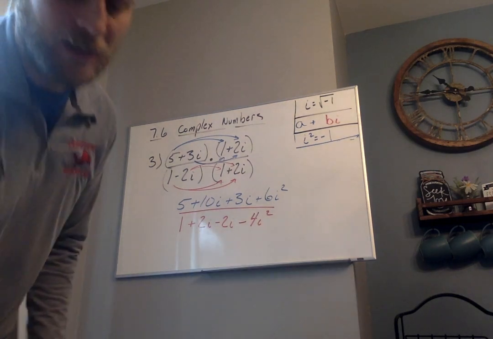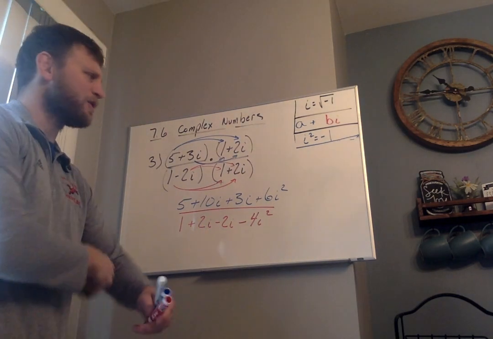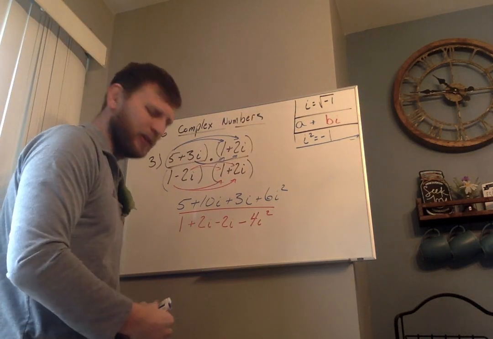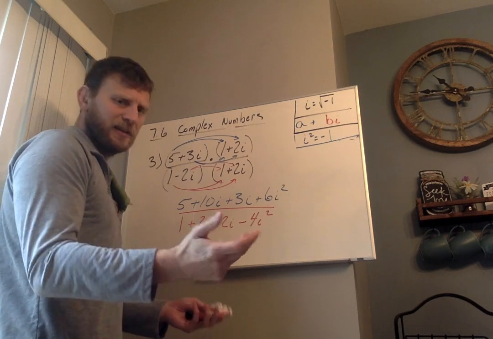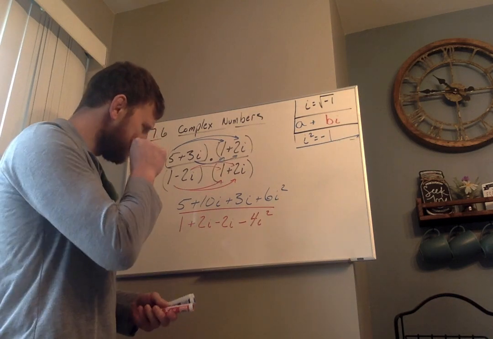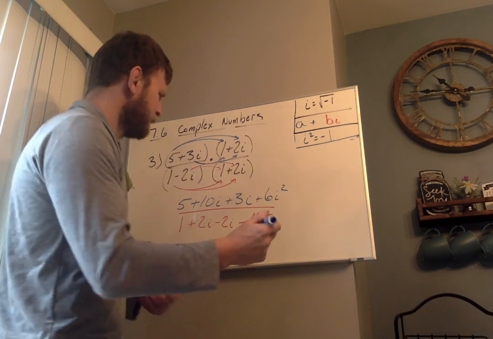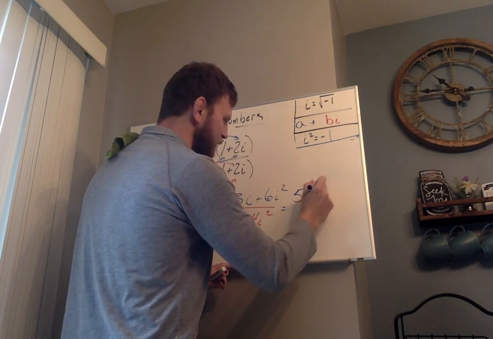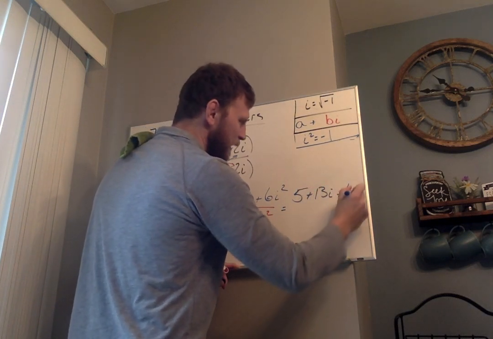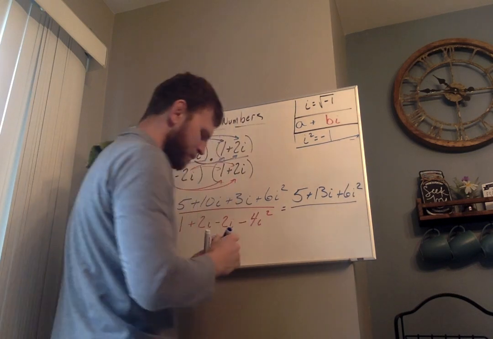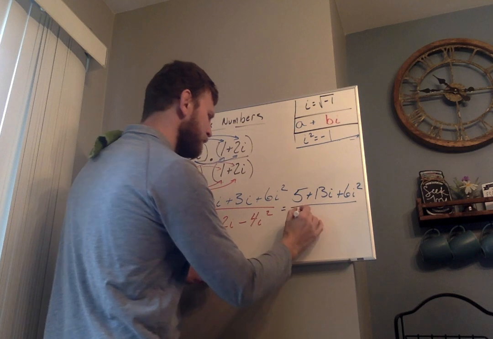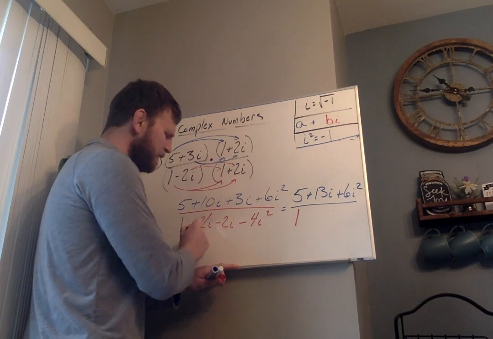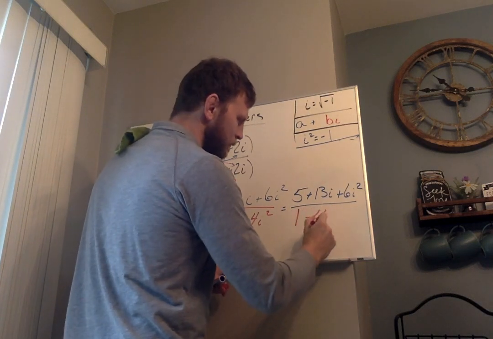Again, I'm trying to write everything out. We'll have times to talk about things through Zoom or whatnot, or you can always reach out to me because I know this is starting to get a little bit more complicated. But then again, we're at the end of the chapter. So on top, we're going to have 5 plus 13i plus 6i squared. And on bottom, we're going to have 1, these cancel, minus 4i squared.